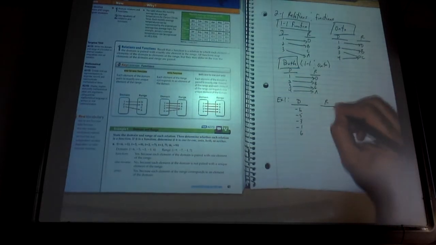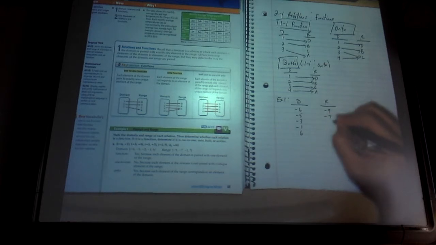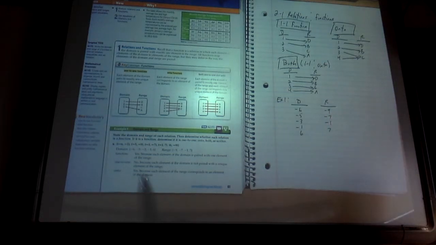All right, do my range over here. -9, -7, -1, 7. Coach, where'd you get those? We got those from the ordered pairs. Okay, let's go tag them up and see.